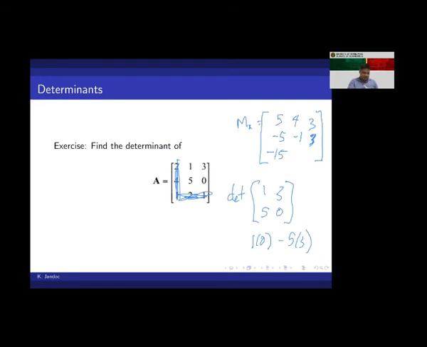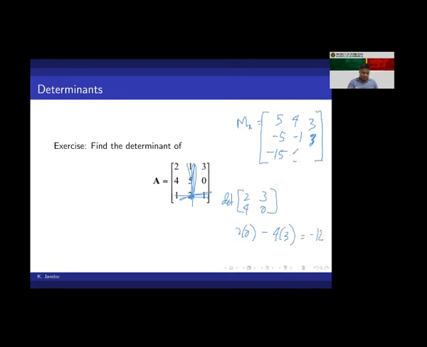Okay, and then in the next entry over here, this one, you have to delete the third row and the second column. So you're left with the matrix 2, 3, 4, 0. Get the determinant of that. You have 2 times 0 minus 4 times 3, which is 0 minus 12, negative 12. So this is negative 12.